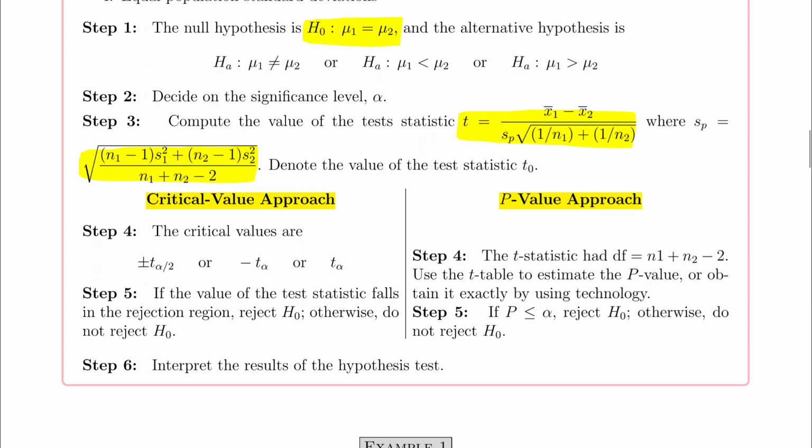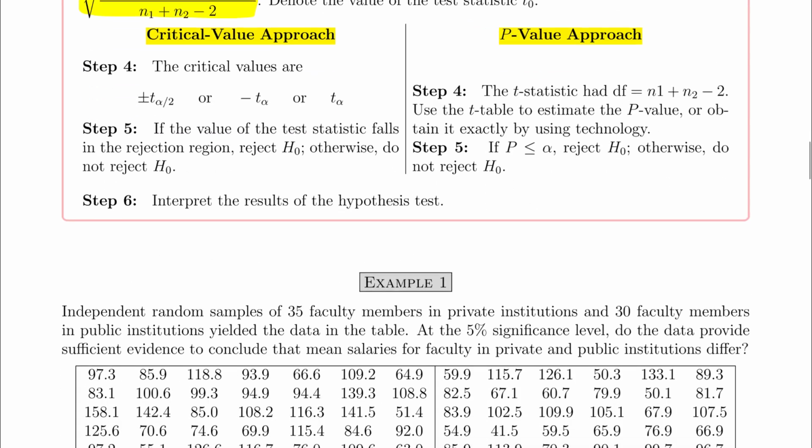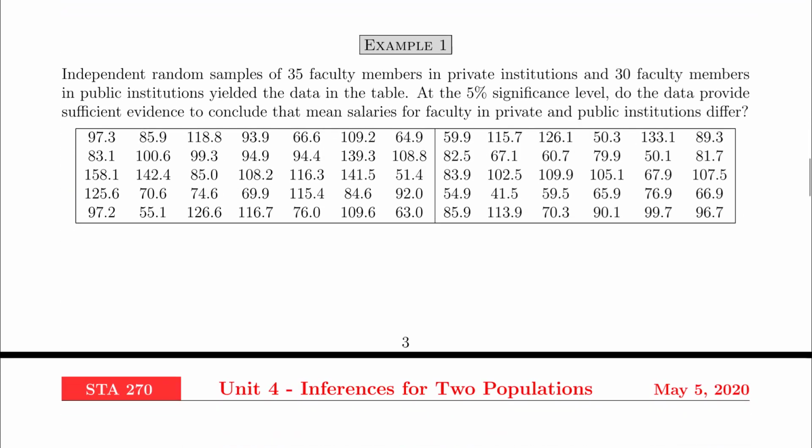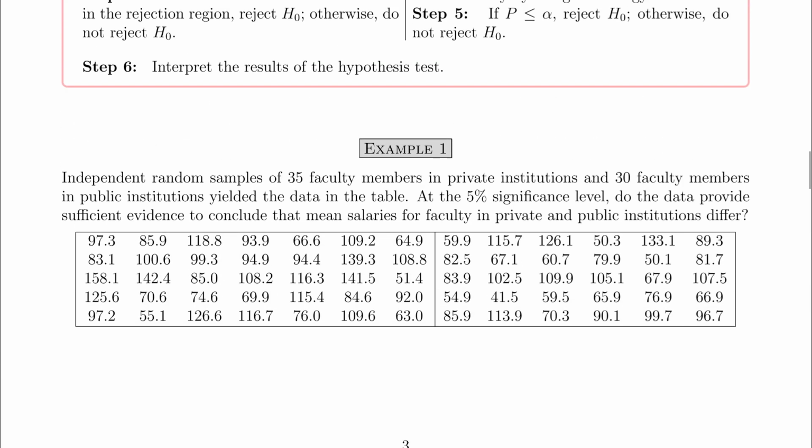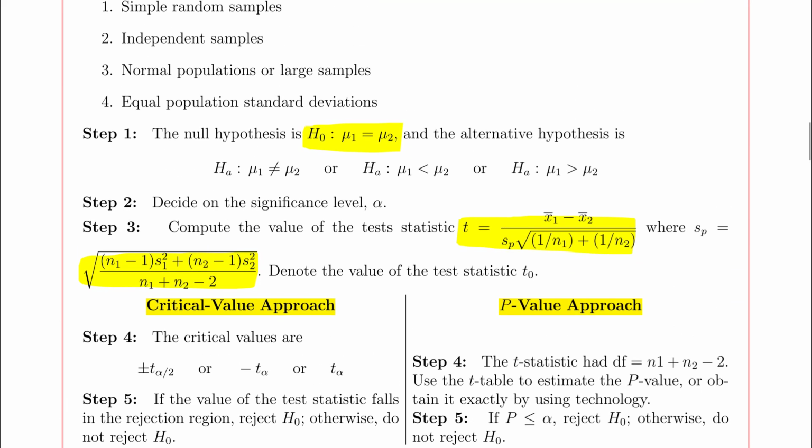Critical value approach and p-value approach is still going to be exactly the same as what we've looked at in the past. So we will start with example 1. Example 1 refers back to a problem we looked at yesterday with the salaries of the faculty members at private and public institutions. We were comparing the mean of the samples to make an inference about the mean of the populations as a whole. So let's first go back and look at the first 4 assumptions.